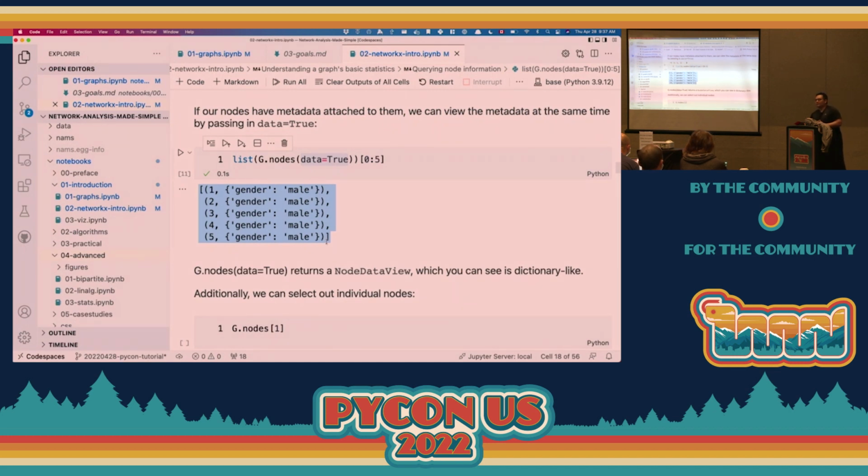Okay, so let's do a quick Python check here. What is the data structure, if we were to describe this in words? It is a list of tuples of length 2, in which the first element is the node ID, and the second element is a metadata dictionary that maps key-value pairs that are metadata attached to the node, right?